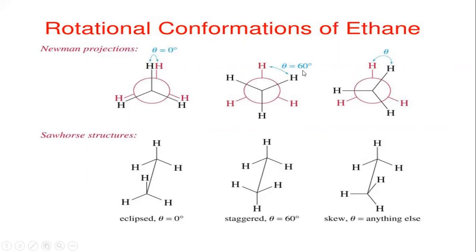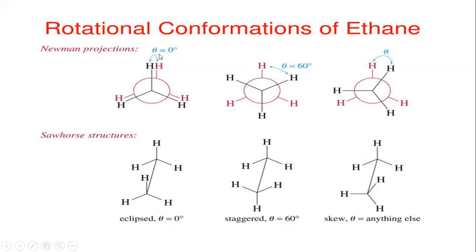Now the angle is 60 degree. So they are having a 60 degree dihedral angle, that is, the angle between the two adjacent atoms, which is called the dihedral angle. So the angle is 60 degree. Now the angle has increased, it means the strain has decreased. So in the staggered form, the angle is 60 degree, it means there is less strain and high stability.